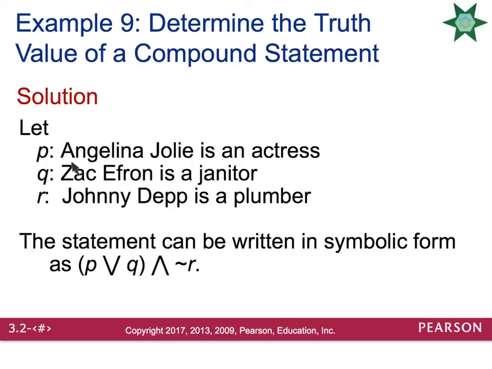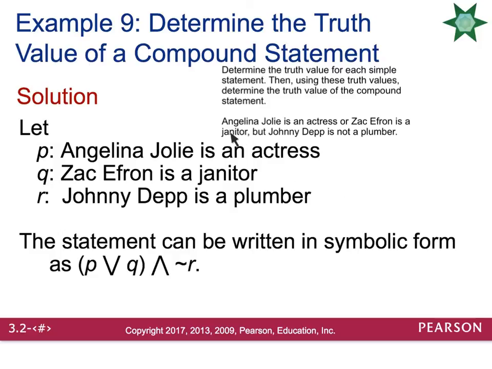Okay, so here's our statements. P being Angelina Jolie is an actress. Q being Zac Efron is a janitor. And R being Johnny Depp is a plumber. Okay. And then what we're looking for is P or Q, parentheses, negation R. The reason for that is because our statement said Angelina Jolie is an actress or Zac Efron is a janitor, comma, but Johnny Depp is not a plumber. So the comma tells us where to put our parentheses.